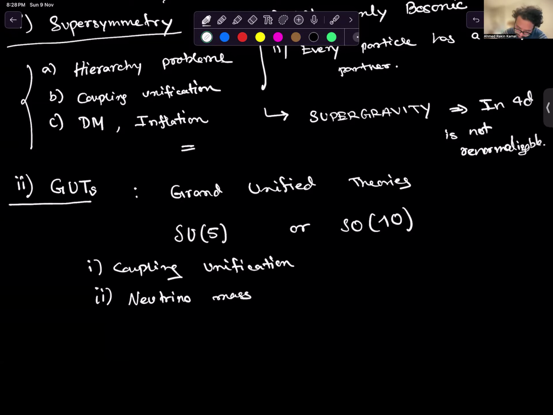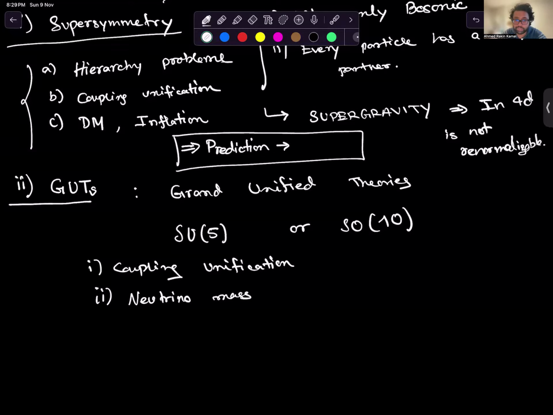So I should write the prediction of this. The prediction, if we live in a universe which really realizes supersymmetry, would be observing supersymmetric partners.